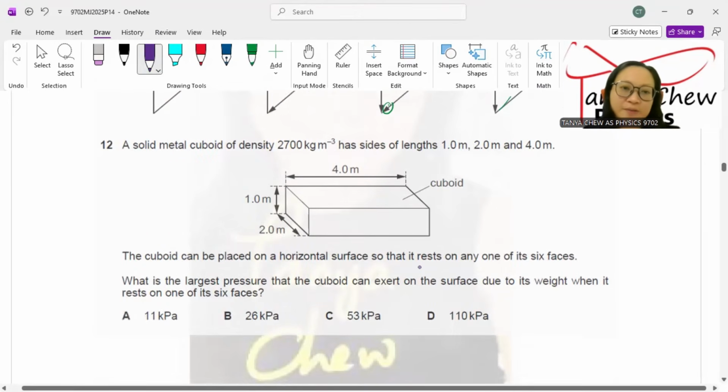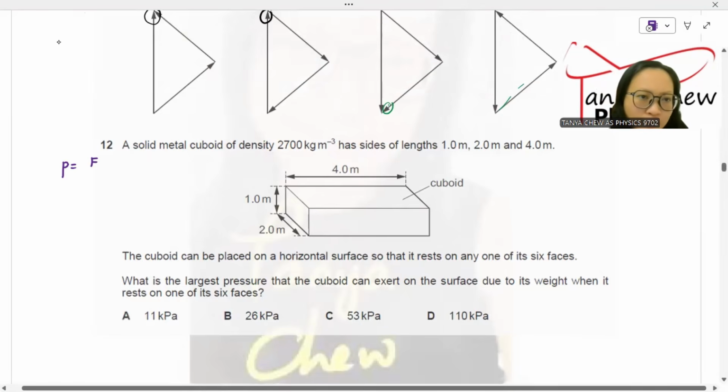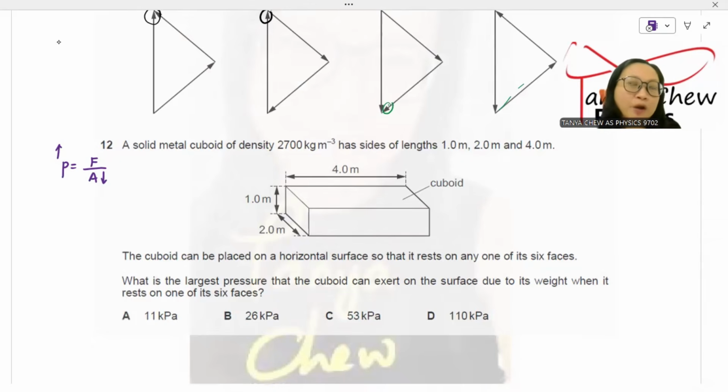Number 12, a solid metal cuboid of density 2,700 kilograms per meter cubed has sides of length 1 meter, 2 meters, and 4 meters. The cuboid can be placed on a horizontal surface so that it rests on any one of its 6 faces. What is the largest pressure that the cuboid can exert on the surface due to its weight when it rests on one of its 6 faces? Okay, what is the largest pressure? Pressure is defined as force over area. I want the largest pressure, so the area of contact must be the smallest.